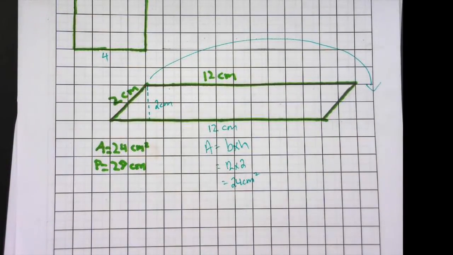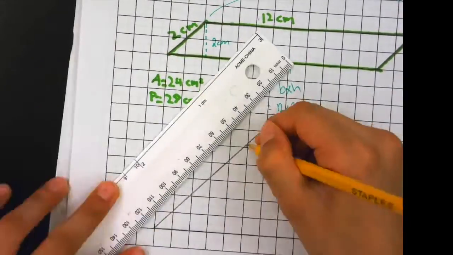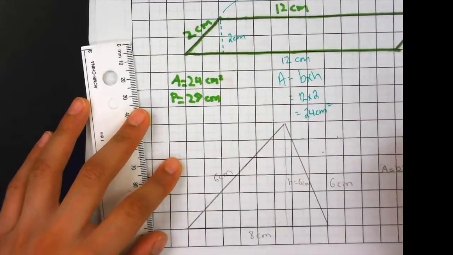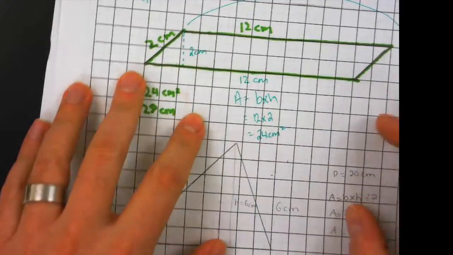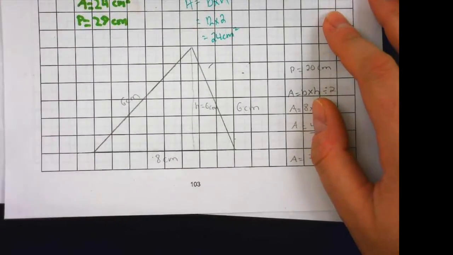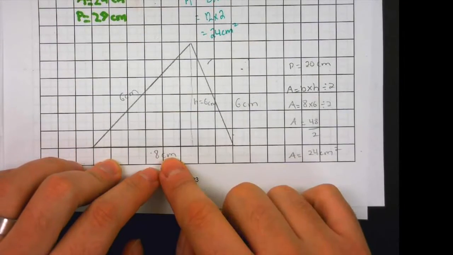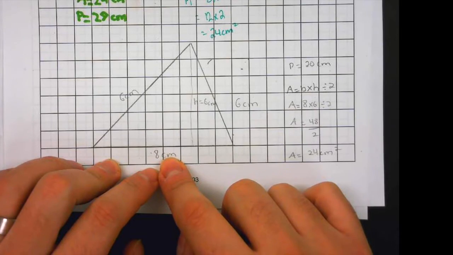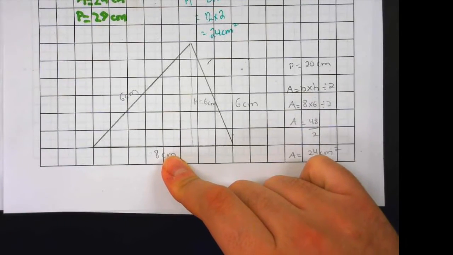Okay. And our last shape. So as we can see here, we have a triangle that can be 24 centimeters squared. It looks like this. Okay. So we use the height here, which is 6, the base, which is 8, and then we divide it by 2. We divide it by 2 because it's half of a square.